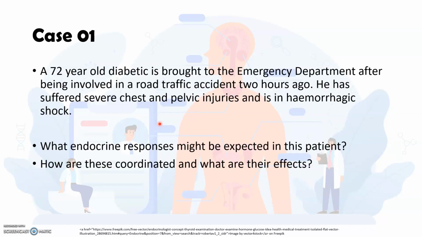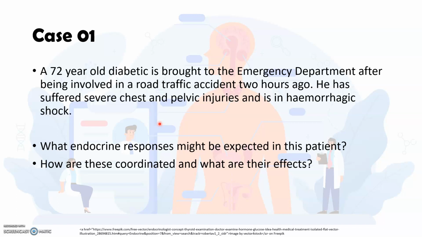Let's have another look at this guy. So it's an elderly gentleman with diabetes who's been involved in an accident. The endocrine response for this patient is stimulated by general injury and inflammation, which then tends to stimulate specific hormonal systems such as the hypothalamic pituitary adrenal axis and the hypothalamic pituitary thyroid axis. There's also a need to maintain blood pressure because the patient is in shock, and that would cause stimulation of the renin-angiotensin-aldosterone system.